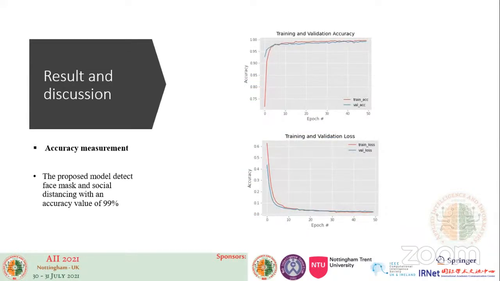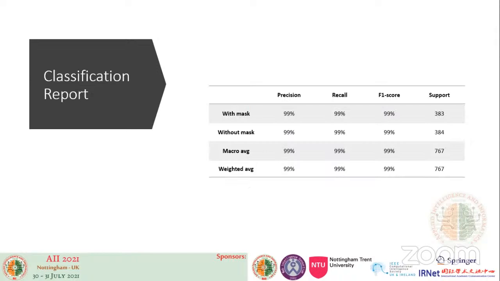After implementing our training module in Google Colab, we got our results. These two figures show the training and validation accuracy and training and validation loss respectively. Here, the blue curve indicates the validation accuracy and validation loss, and the red curve indicates the training accuracy and training loss. Our proposed model achieved an accuracy of 99%. The figure shows the classification report of our proposed model, which gets 99% value of precision, recall, and F1 score.